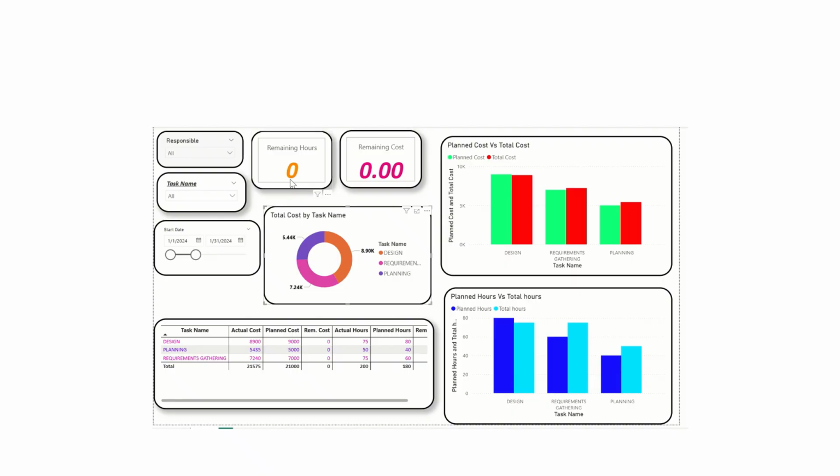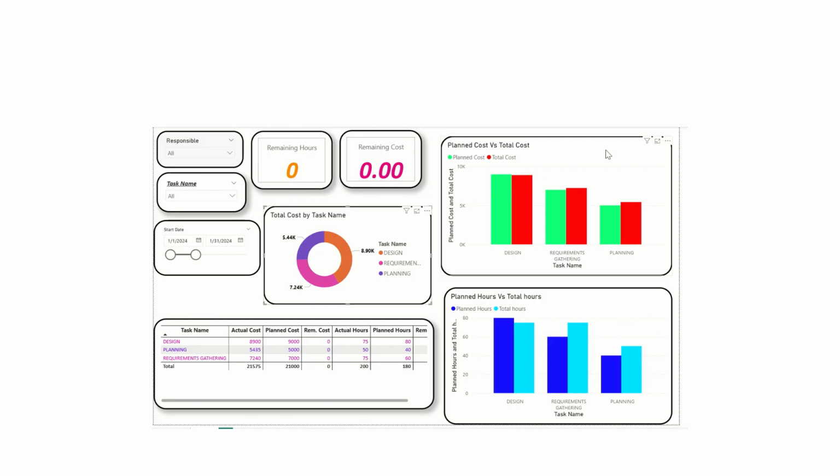And on the other one, we have the remaining hours, which works the same way as the cost. So if you have 80 hours planned for an activity and you have actually spent 75, then you will have 5 hours remaining to complete, because the actual hours is 75, and that is less than the 80 hours that are planned for the project.